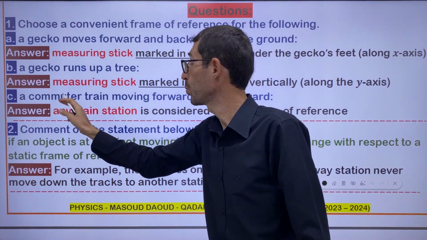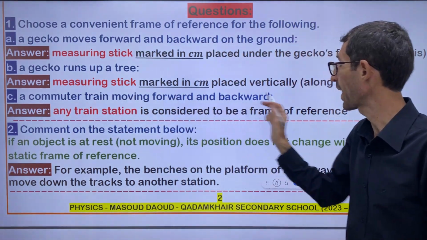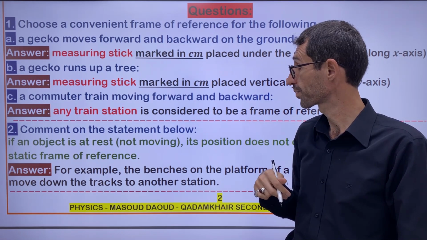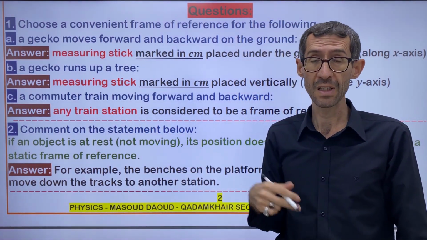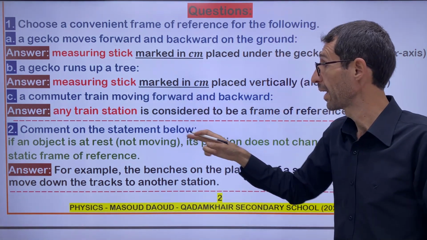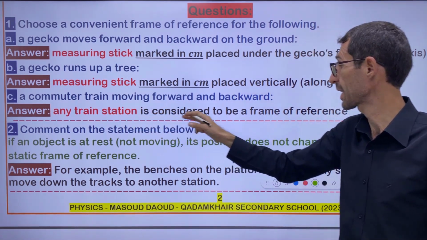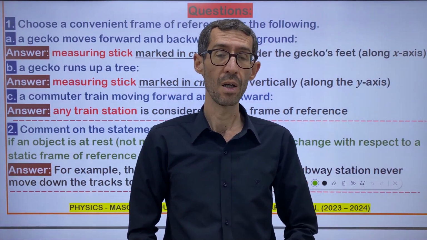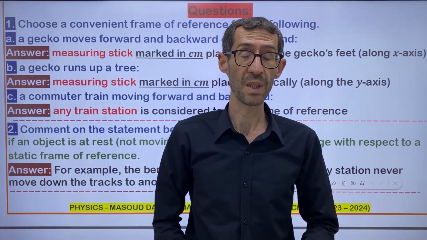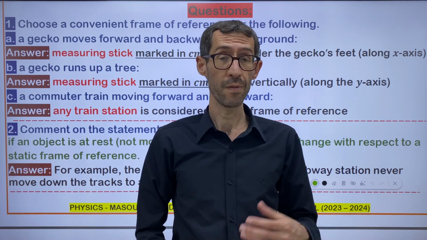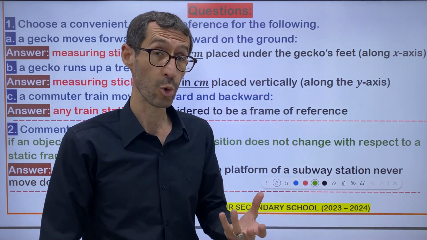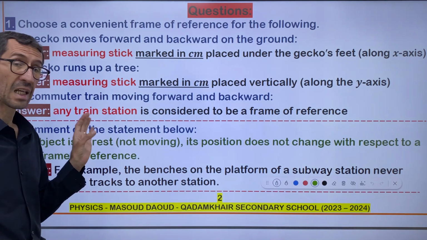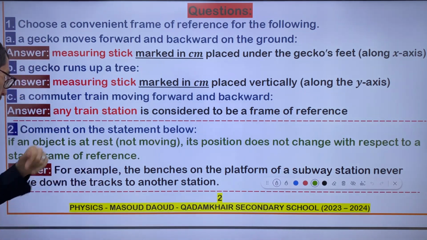C, a commuter train moving forward and backward. So what's the convenient frame of reference for a commuter train? Answer: any train station is considered to be a frame of reference. Train stations are convenient for describing the motion of the train itself and designating the location of the train. That's why train stations are convenient frames of reference for the train.